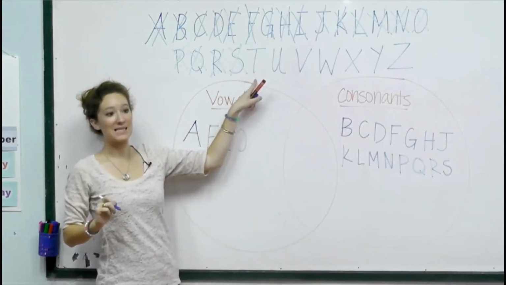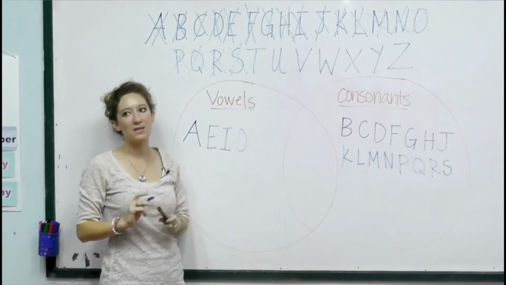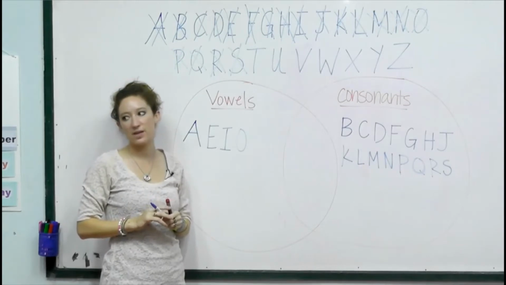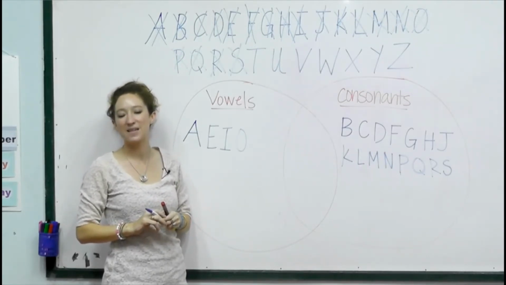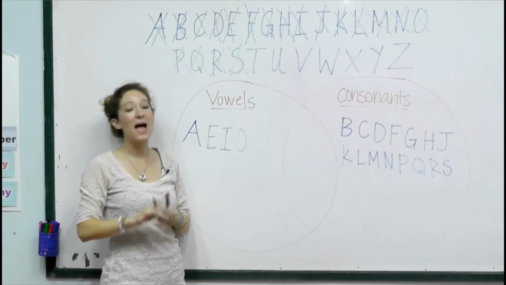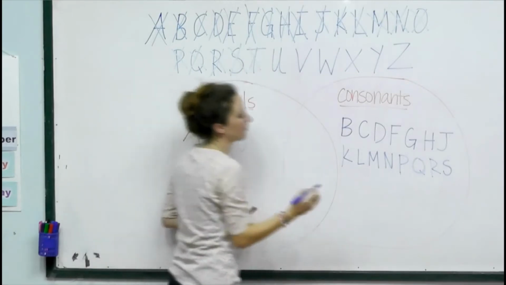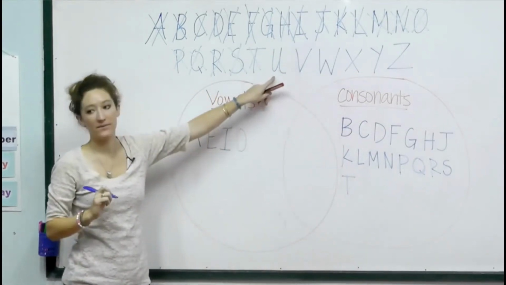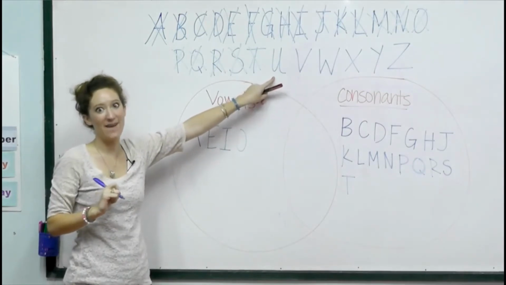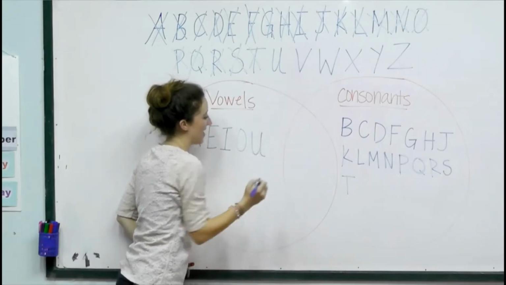Q, R, S, T. Do we say Q, R, S, C, U, V? No. T. Q, R, S, T, U, V. Good. T is a consonant. Good. And this? U. U is a vowel. And yay.